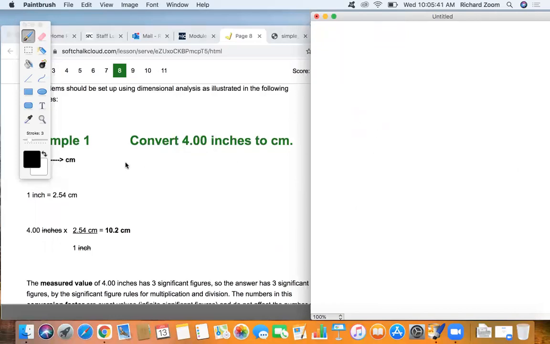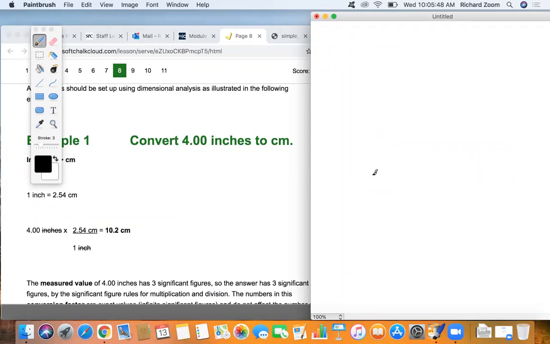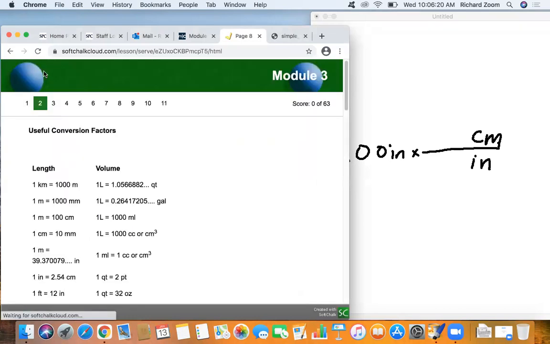So for this one, we're trying to convert inches to centimeters, so 4.00 inches to centimeters. So what I would do is I do 4.00 inches times, then a line, and I know that it's going to be inches on the bottom so that they cancel. And centimeters will go on top. So this is going to have to be figured out based upon whether there is actually a conversion that allows us to go directly from centimeters to inches. And in this case, there actually is. It goes 1 inch is 2.54 centimeters.